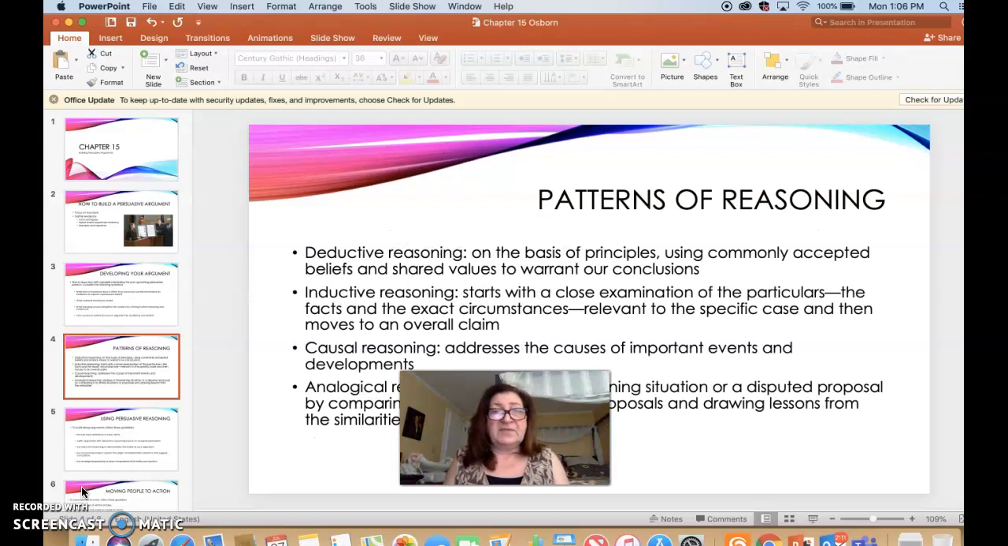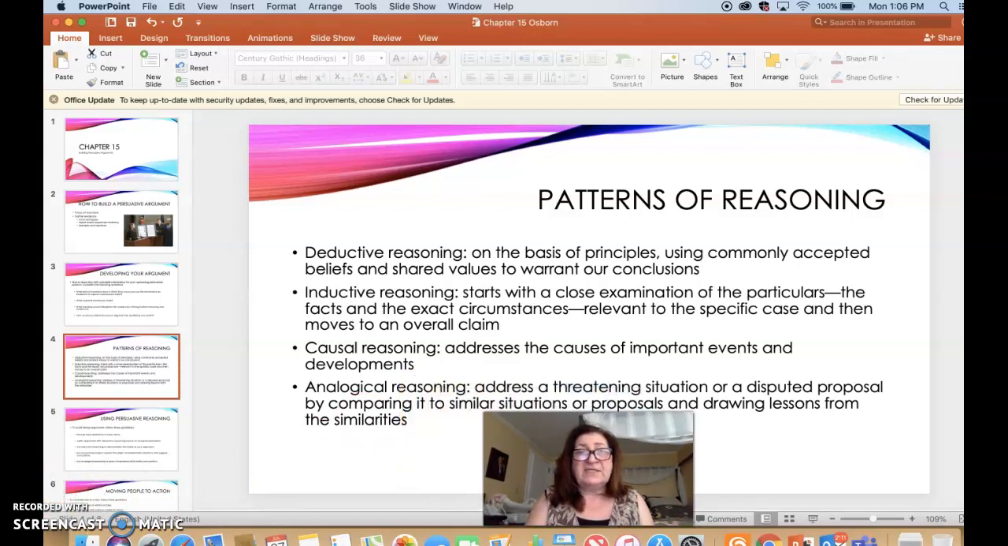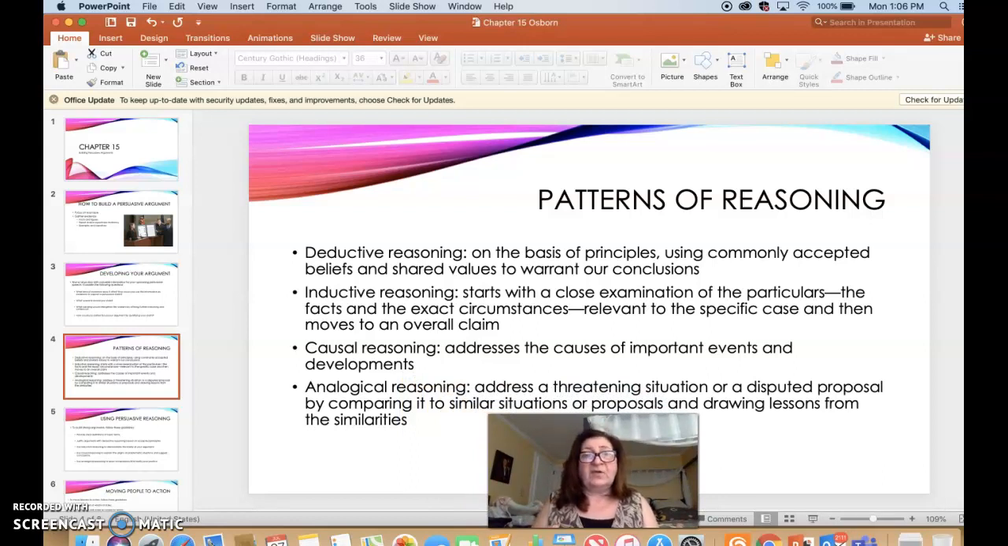from current media. There are certain patterns of reasoning, and we're going to invoke those patterns when we speak to our audiences. Our speech can be constructed in 4 different ways. We can start with deductive reasoning. Deductive is based on principles using commonly accepted beliefs and shared values to warrant our conclusions.